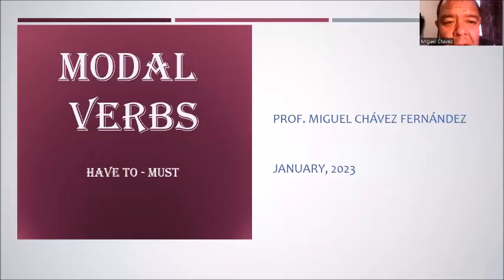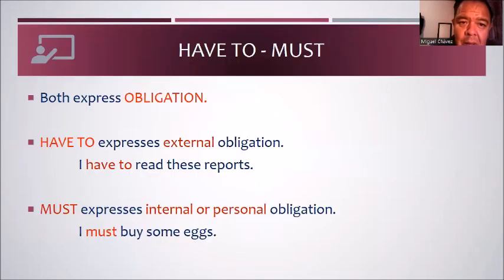Okay, today we are going to continue checking the modal verbs. In this session, we are going to see the use of have to and must. Have to and must express obligation, but they have a difference between what kind of obligation they are expressing. Have to expresses external obligation. For example, I have to read these reports. Must expresses internal or personal obligation. I must buy some eggs.